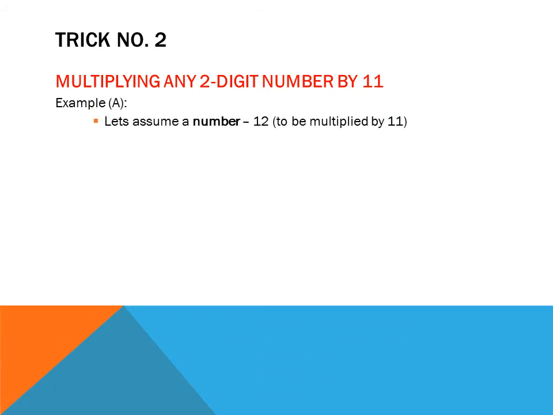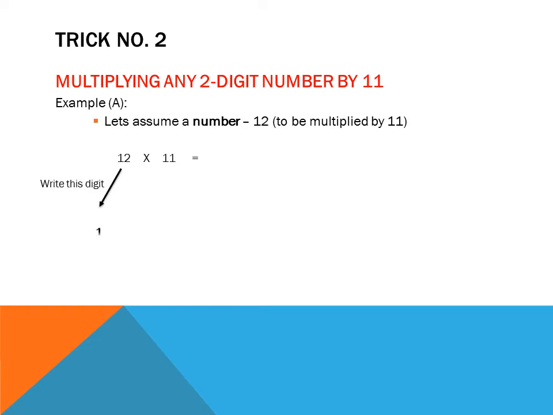Coming on to trick number 2, multiplying any two-digit number by 11. We can also have tricks for 3-digit and 4-digit numbers to be multiplied by 11, but particularly in this slide we are covering only the two-digit number trick to be multiplied by 11. So let's assume a number 12 to be multiplied by 11.